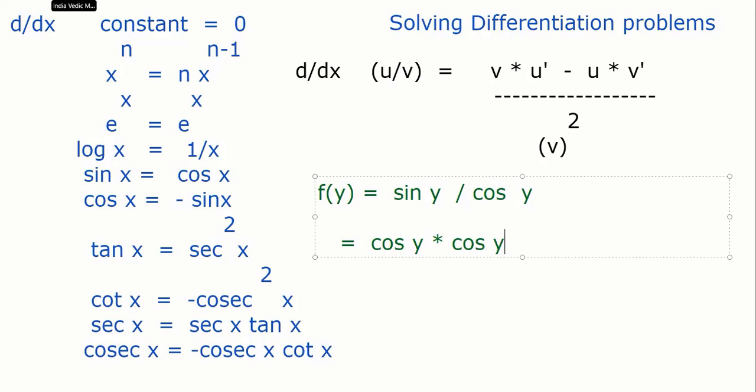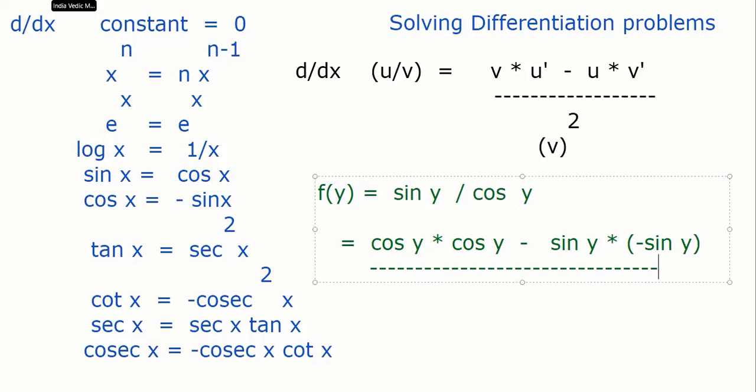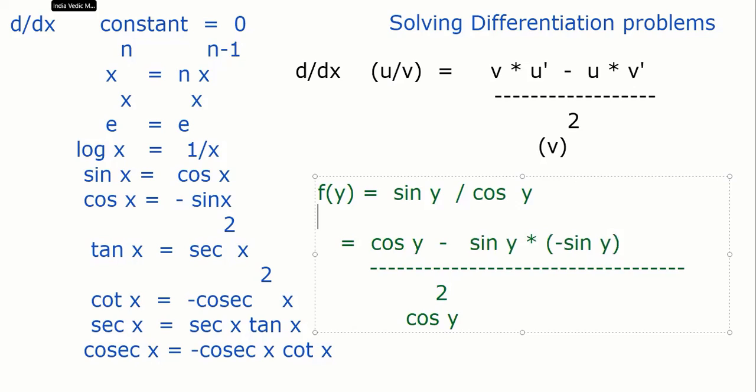So cos y into cos y, because we take a differentiation, okay? Plus, minus sin y, differentiation of cos y is minus sin y, sir. Minus sin y. So let me write like this, so that there is no problem of the signs, by cos square y. Now we'll simplify this, okay? Cos y into cos y is cos square y.